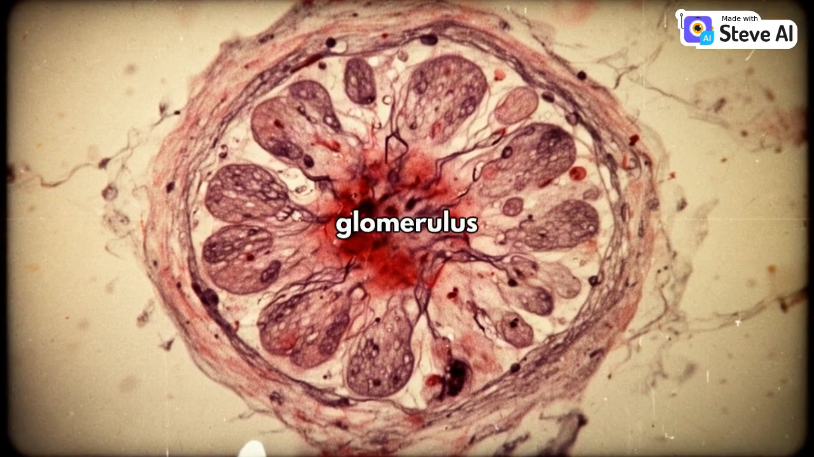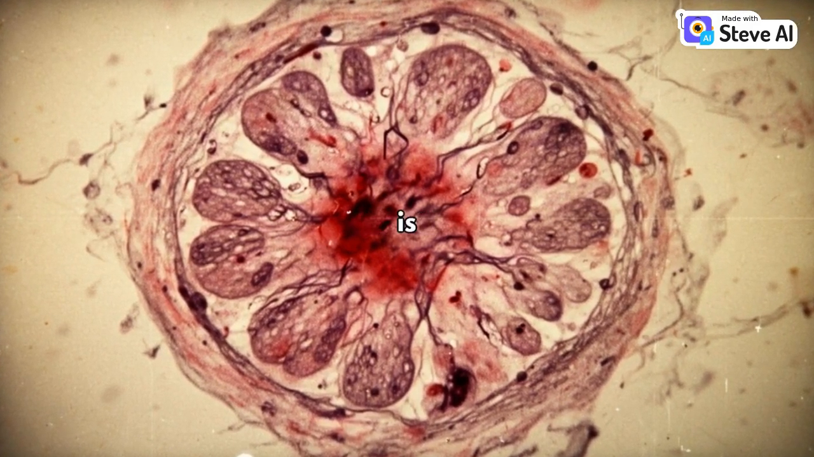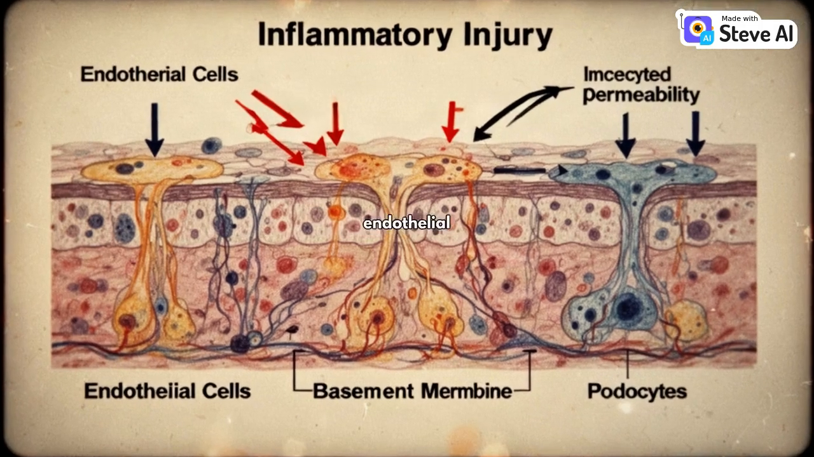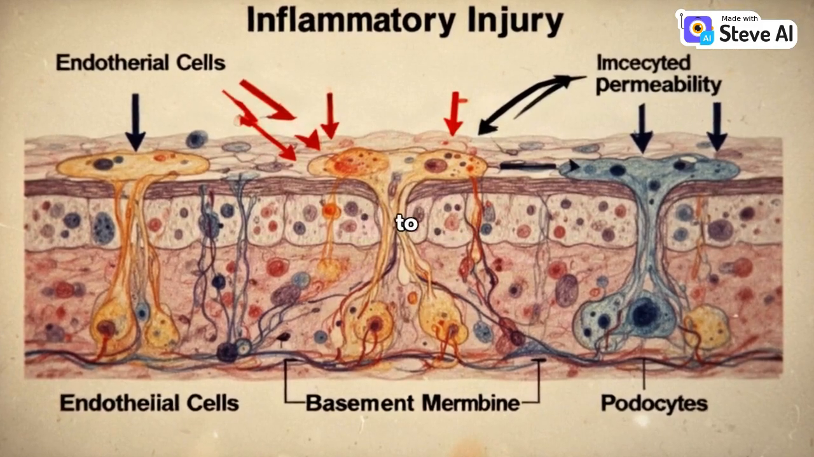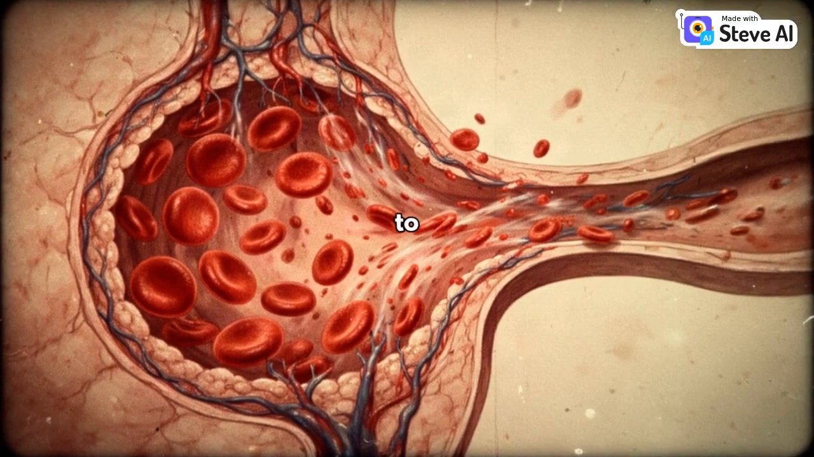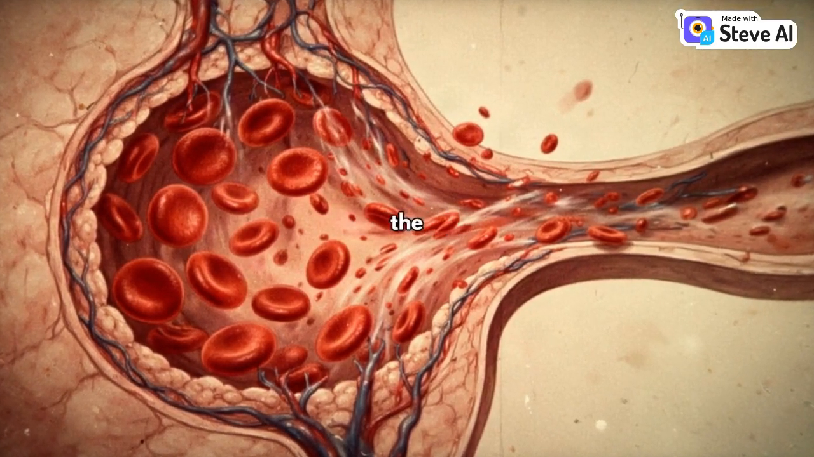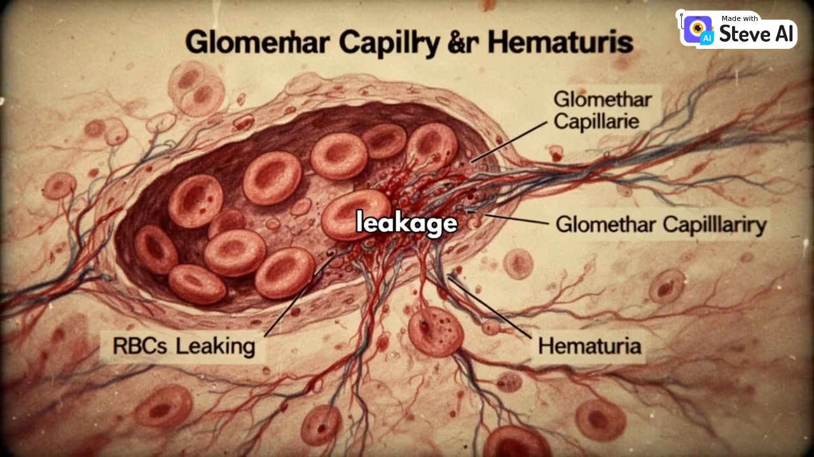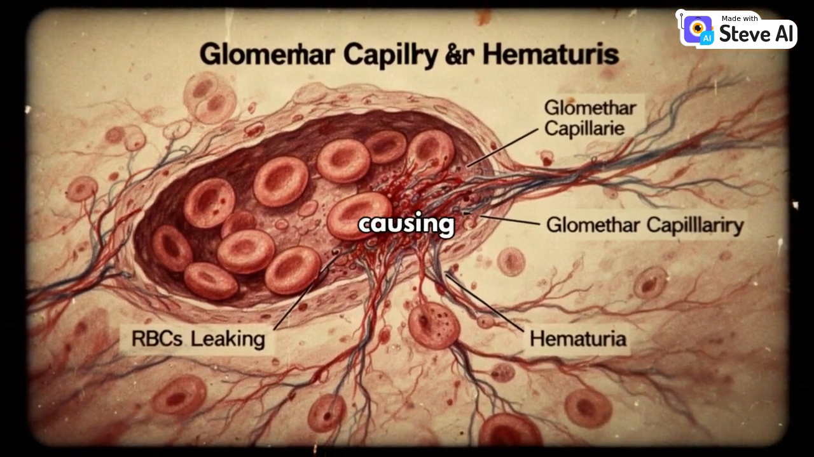As the glomerulus becomes inflamed, the structural integrity of the filtration barrier is compromised. Inflammatory injury affects endothelial cells, the glomerular basement membrane, and podocytes, leading to increased permeability. Red blood cells begin to escape from the glomerular capillaries into Bowman's space, eventually entering the renal tubule. This leakage of RBCs represents glomerular capillary injury, ultimately causing hematuria.